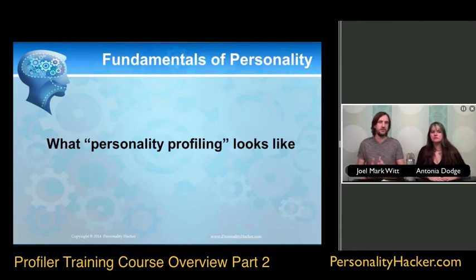But the deep dive piece is being able to sit down in an interview format with someone. So they've agreed to be profiled. They're either sitting across the table from you or on the phone or Skype, and you're asking them questions. And we have a whole methodology and a set of questions that we will teach you how to ask that will give you insight into how their mind is working. Again, it's not behavior-based. It's more about how their mind is learning information and making decisions.